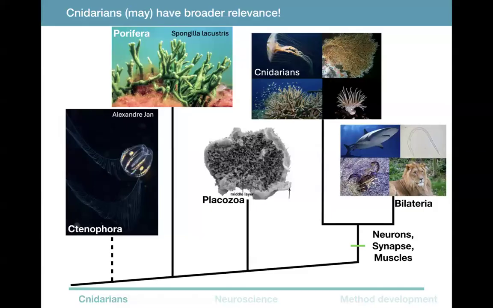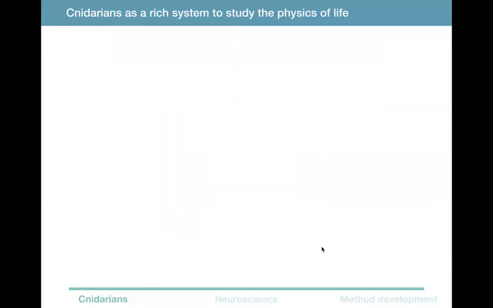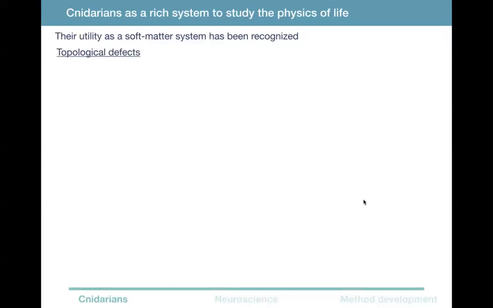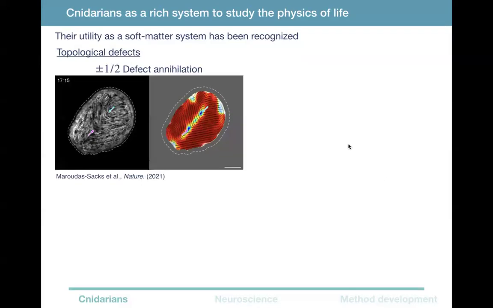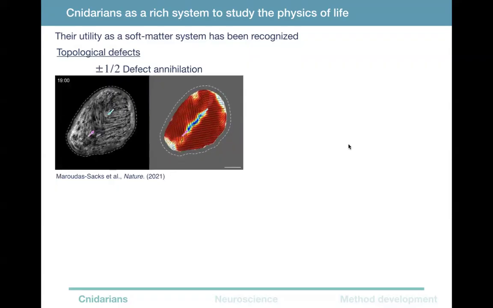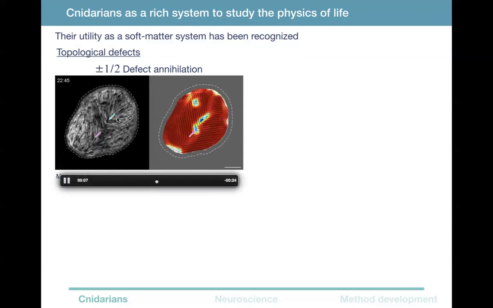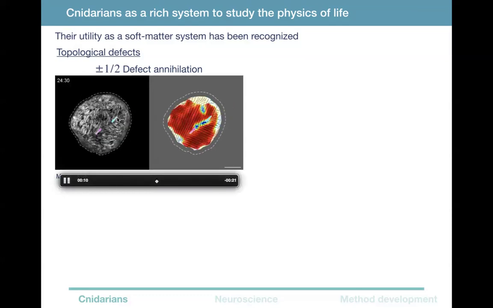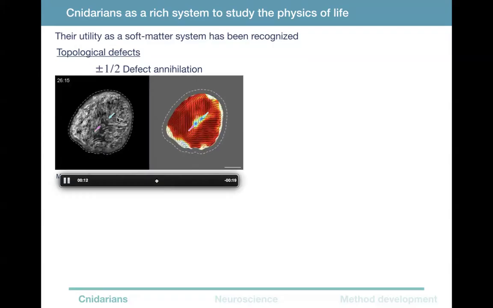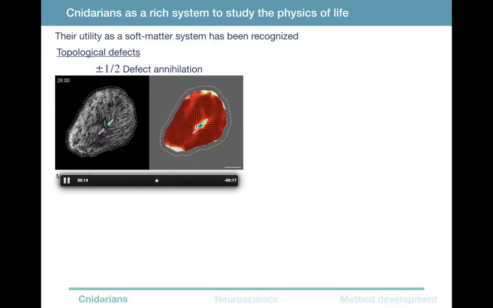Any more questions so far? Okay, great. So there's a fairly famous paper that looked at topological defects on the surface of a regenerating sphere of Hydra. It looks something like this. You see here a plus half and a minus half, highlighted, and over time in this video they will be attracted toward each other, meet, merge, and then annihilate.